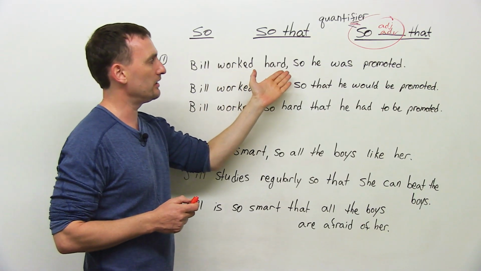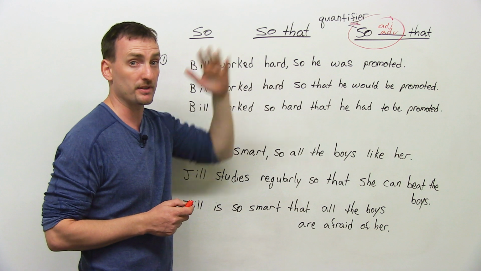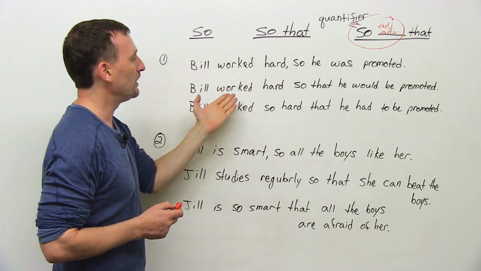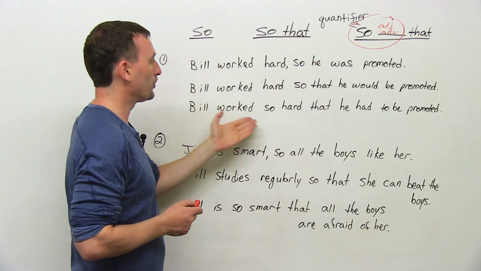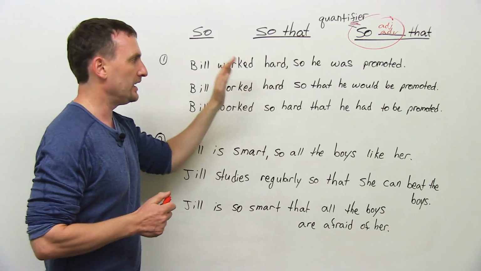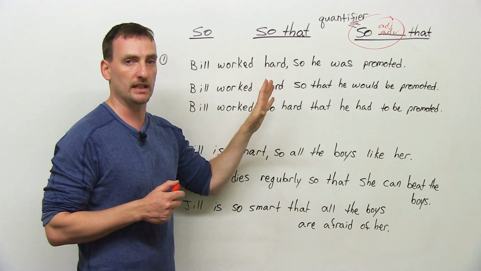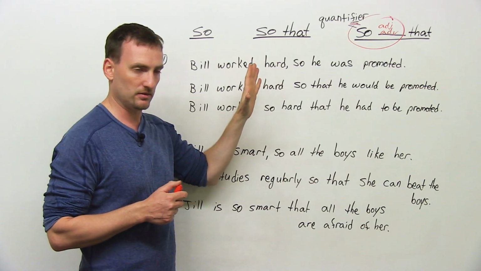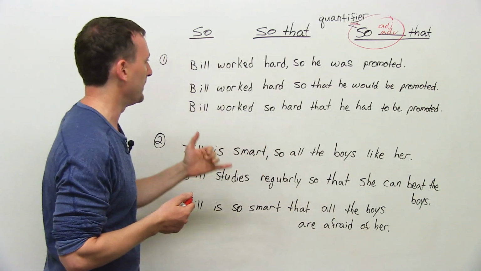Bill worked hard, so he was promoted. Promoted means given a higher title or a better position in a company. Bill worked hard so that he would be promoted. Bill worked so hard that he had to be promoted. Now, each of these sentences is grammatically correct, and each one has its own meaning. The meanings are different, okay? They're related, but they're different. Let's look at each one separately.